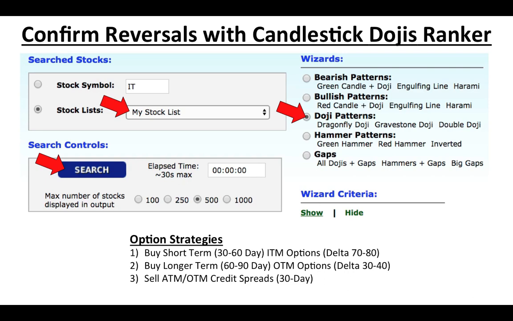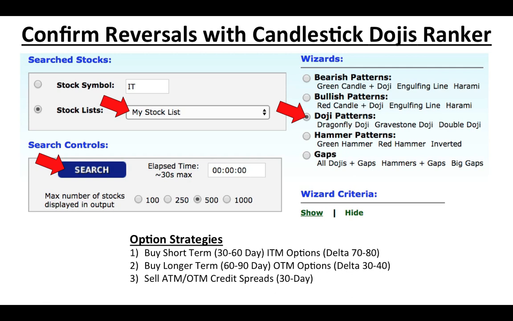So the next question you might be asking is, what option strategies do I use? One, you might choose to use short-term options. One of the issues with these reversal patterns is you just don't know exactly how long you're going to be in the trade. So one strategy to allow yourself plenty of time to be right and to avoid extrinsic value or time decay is to buy short-term options, 30 to 60 days, in the money with a delta of 70 to 80. By going in the money, again, you squeeze out time value or extrinsic value, which reduces your time decay risk.